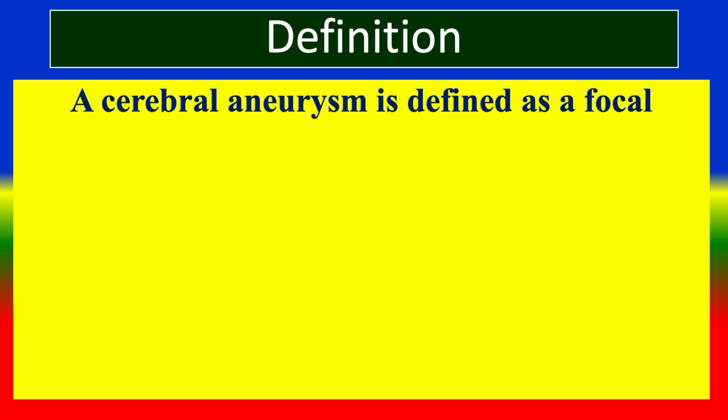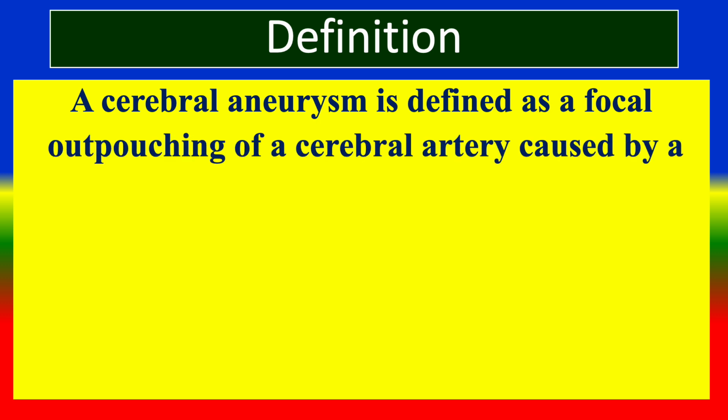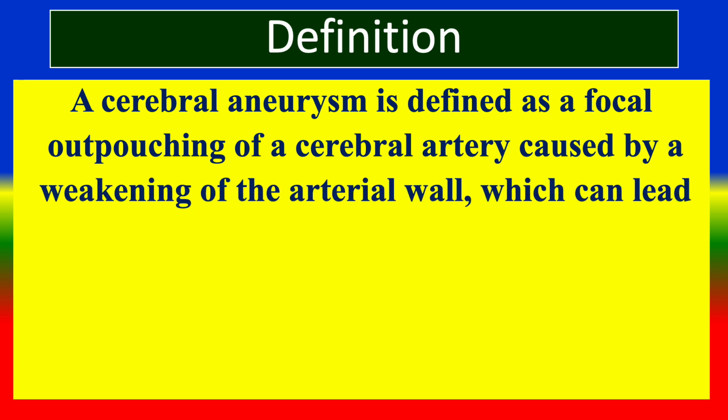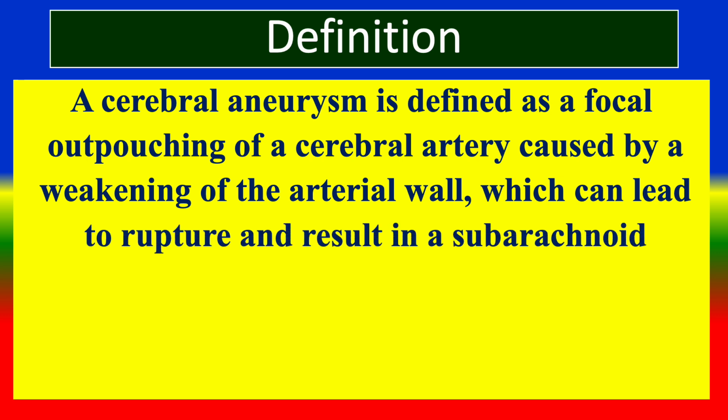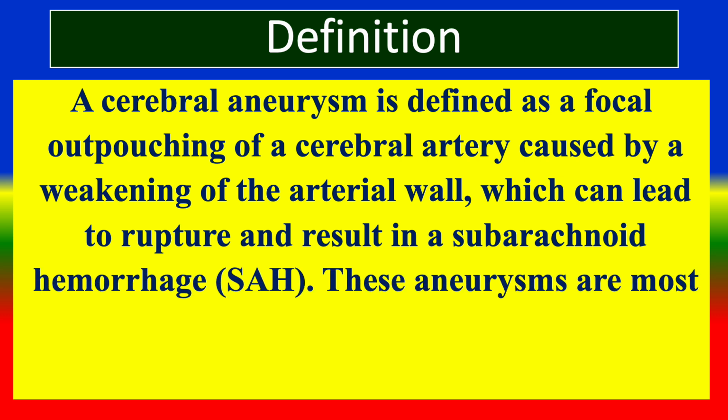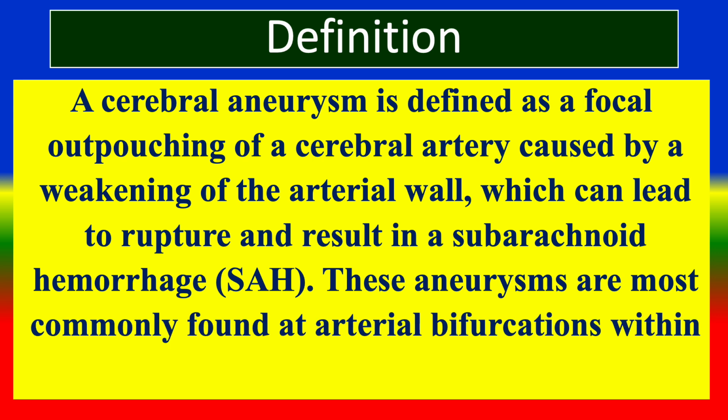Definition. A cerebral aneurysm is defined as a focal outpouching of a cerebral artery caused by a weakening of the arterial wall, which can lead to rupture and result in a subarachnoid hemorrhage. These aneurysms are most commonly found at arterial bifurcations within the circle of Willis.